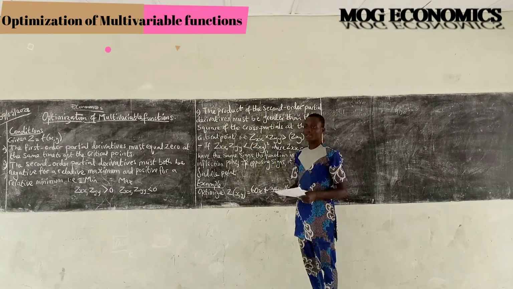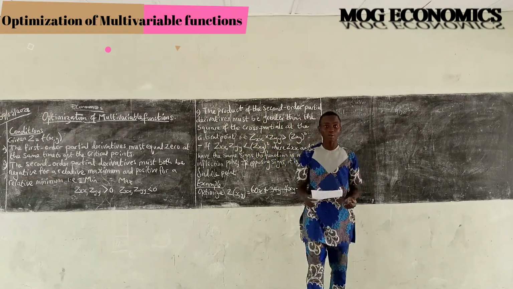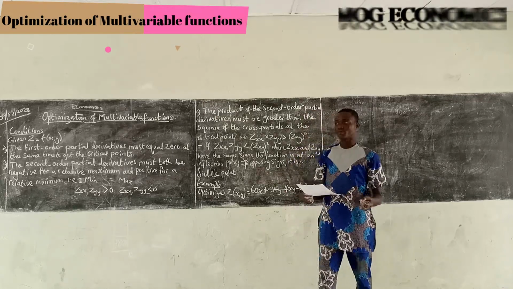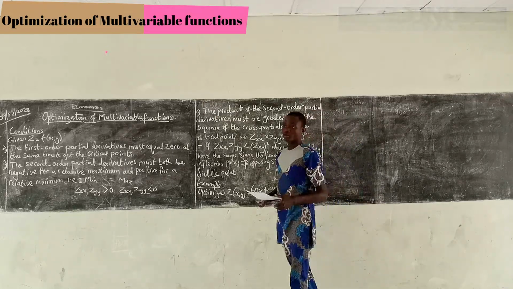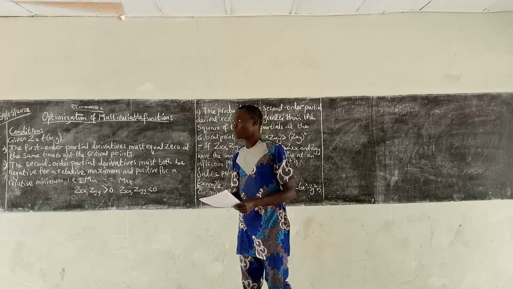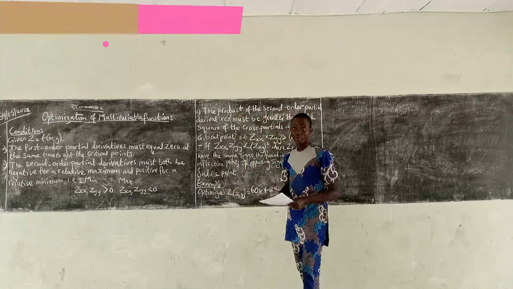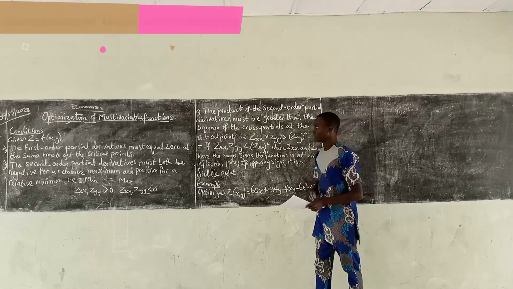Yeah, in our last class we spoke about partial differentiation of multivariable functions, and I told you that in the class after that we shall be talking about optimization of multivariable functions. So that's what we are doing today.